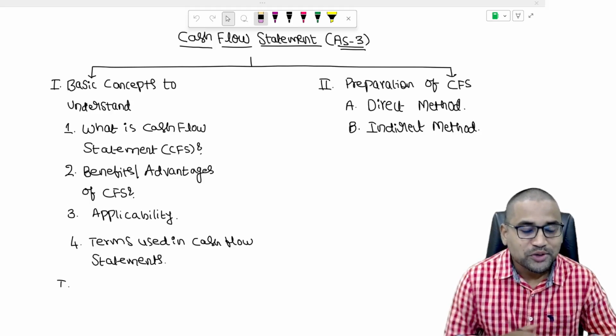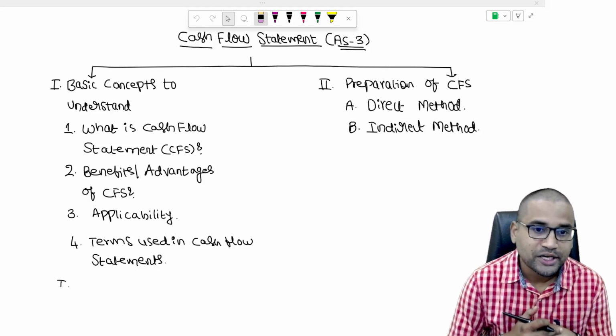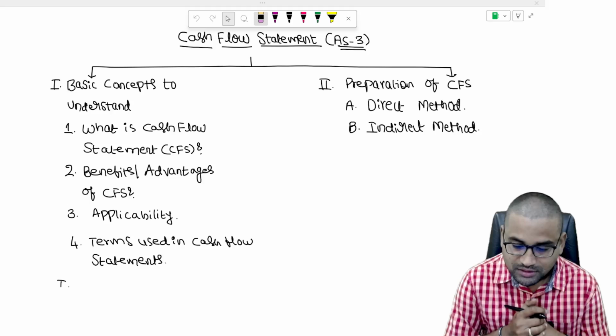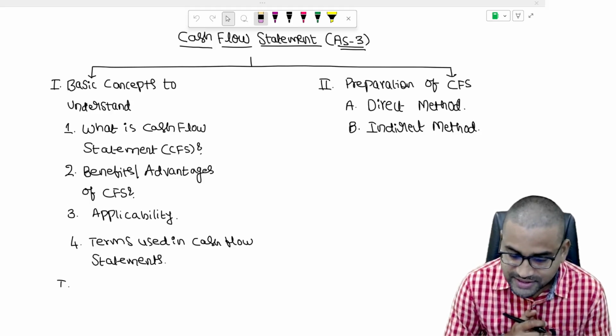Now, today we are going to start a new chapter in our corporate accounting. The name of the chapter is cash flow statement, which is a very, very important examination point of view.